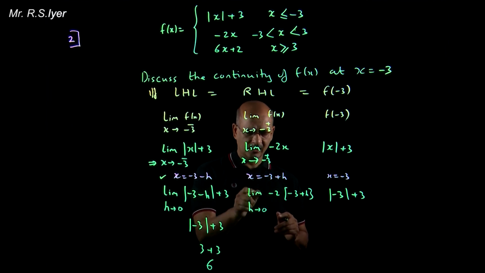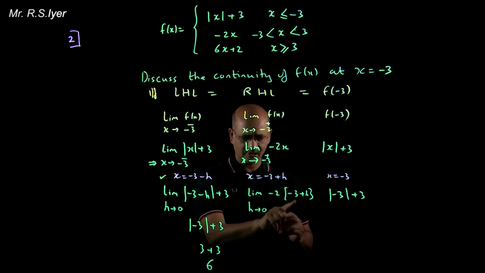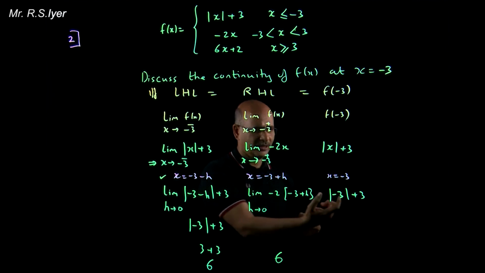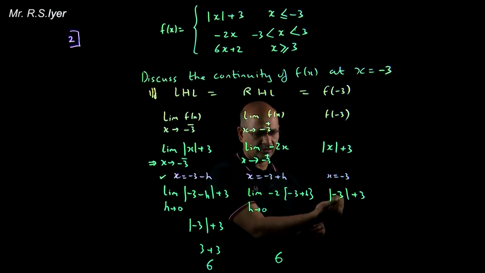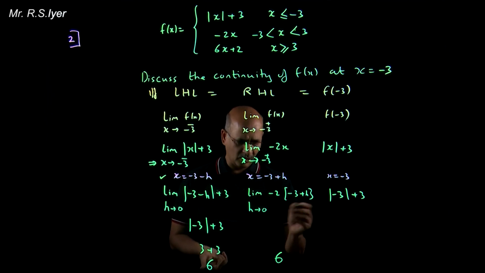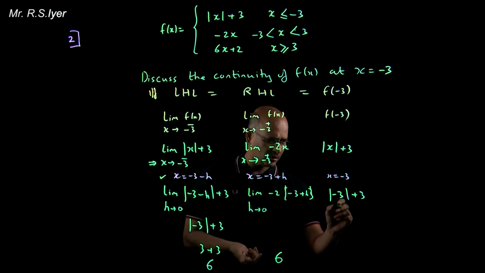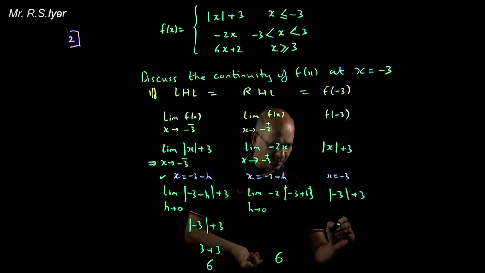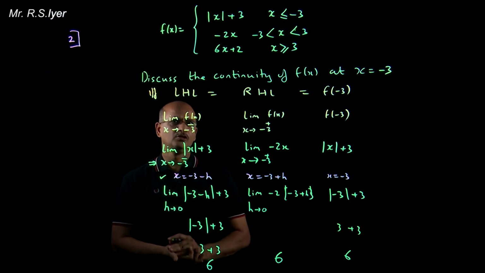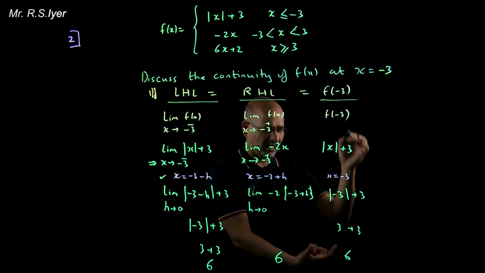Similarly here, in this case, the limit of minus 2, I am taking h as 0 here. So minus 2 into minus 3, here also I am getting plus 6. Similarly, the absolute value of minus 3 is 3, plus 3, that is nothing but 6. Now what do you observe? You observe that the left hand limit is 6, the right hand limit is 6, and f of minus 3 is 6.